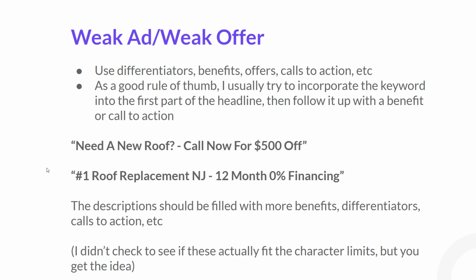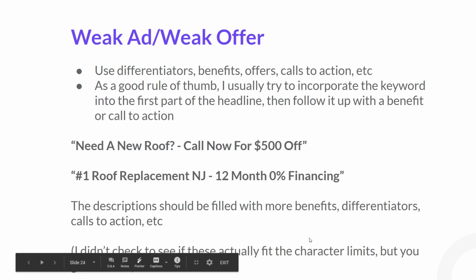And as a good rule of thumb, I try to incorporate the keyword into the first part of the headline and then follow it up with a benefit or a call to action. And these are good places to drop in your USP, your unique selling proposition. But really, take some time, whether it's for your own business or for a client you're working with, to figure out how to differentiate yourself. These are just a couple of headline examples. In these parentheses down here, just as a disclaimer, I didn't check to see if these actually fit the character limits.